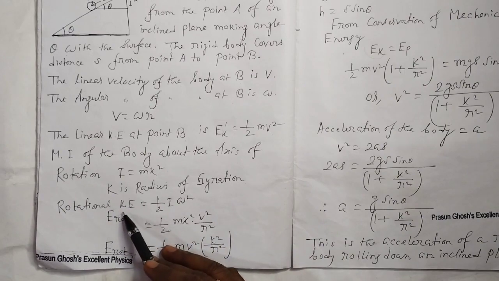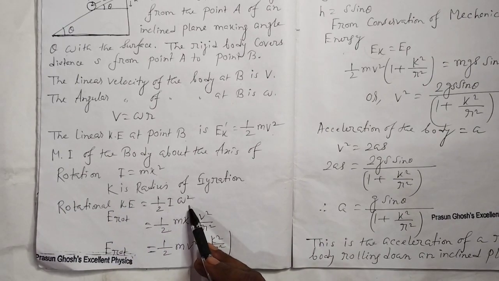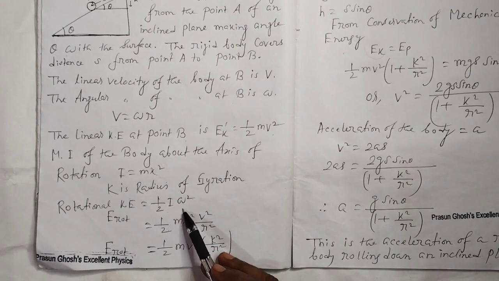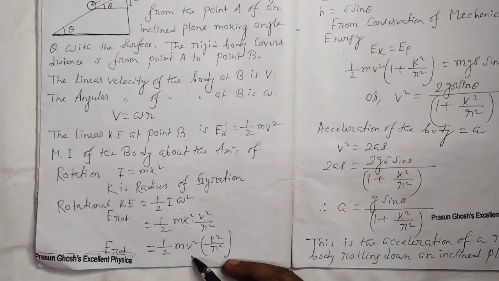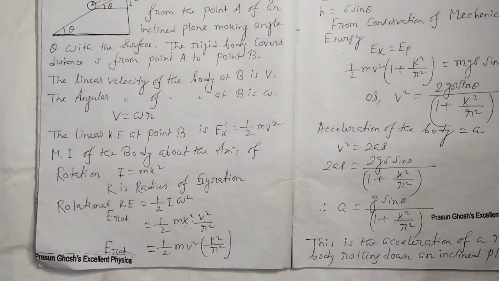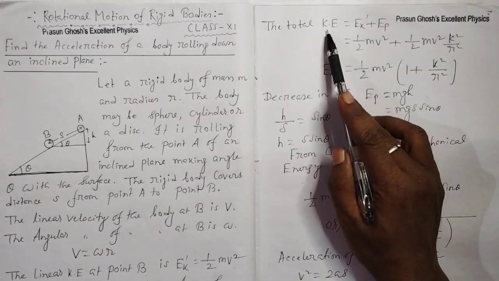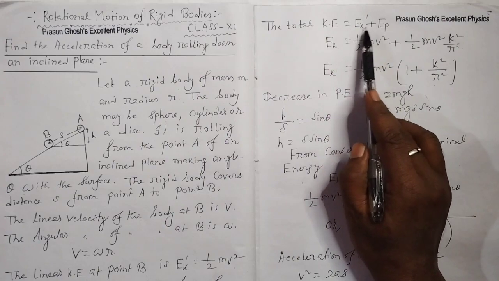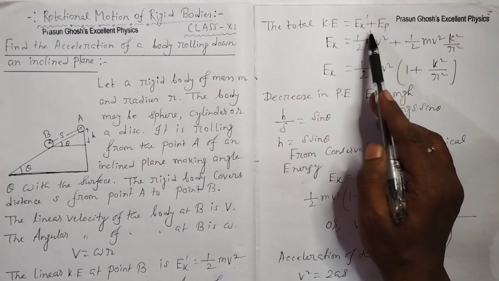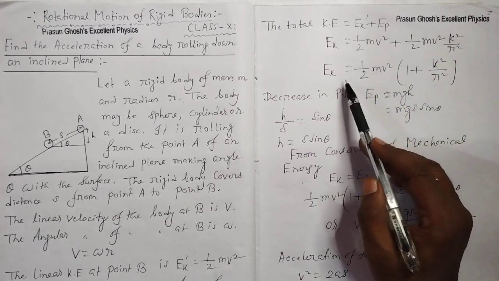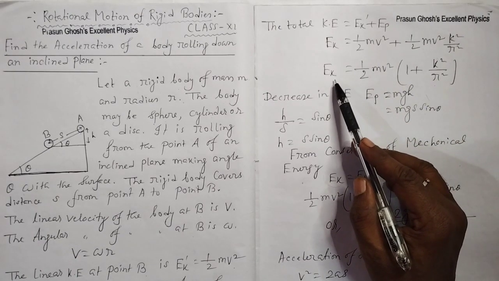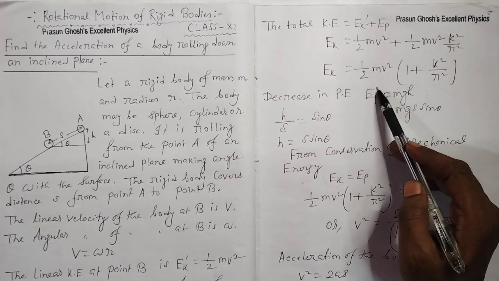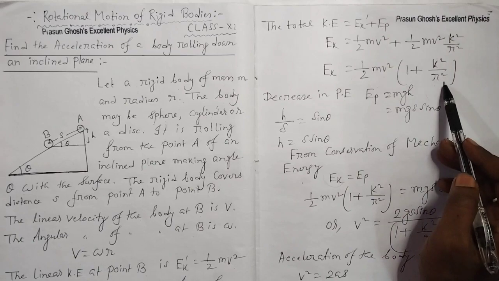So rotational kinetic energy is half I omega square. So putting the value, that is I equal to m k square and omega equal to v by r, we get half m v square k square by r square. So next, total kinetic energy, that is Ek dash plus Ek double dash. So putting the value, we get Ek equal to half m v square. So we can take half m v square common, so 1 plus k square by r square.